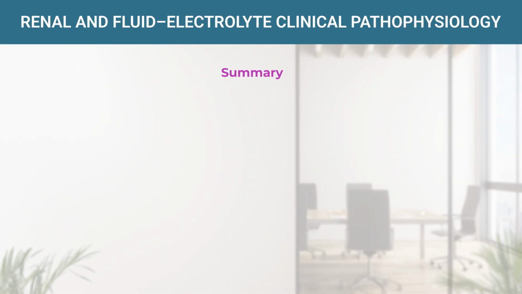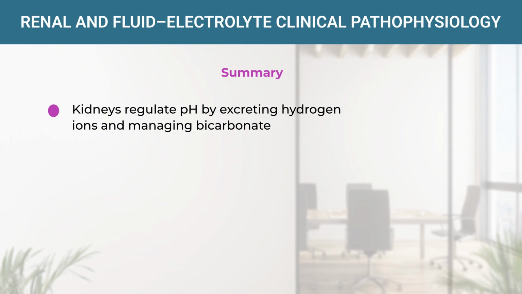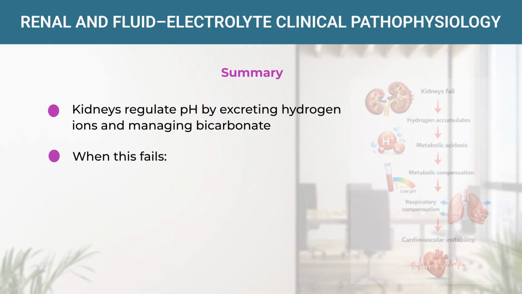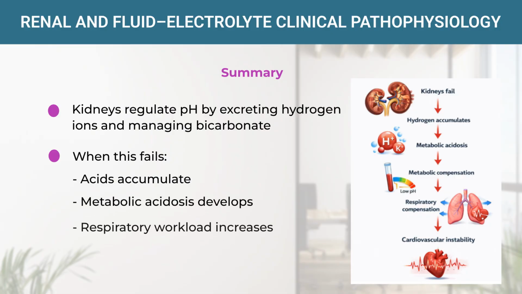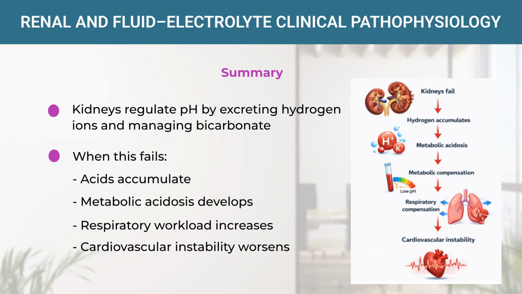In summary, we talked about the roles of renal in acid-base instability, which we said that kidneys regulate pH by excreting hydrogen ions and managing bicarbonate. And when this fails, acids accumulate. Metabolic acidosis develops. Respiratory workload increases, and cardiovascular instability worsens.